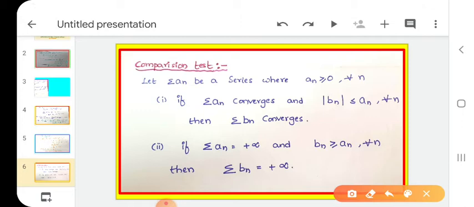This is the comparison test, two rules. Here we take two series. If one is convergent and greater than another, then automatically the other series is also convergent. If one is divergent and smaller than another, then the other is also divergent. This is the comparison test.